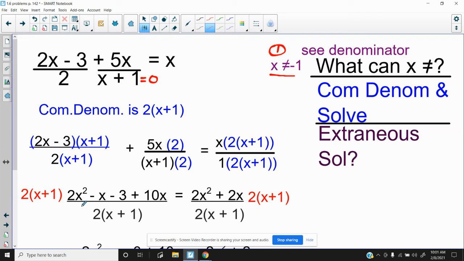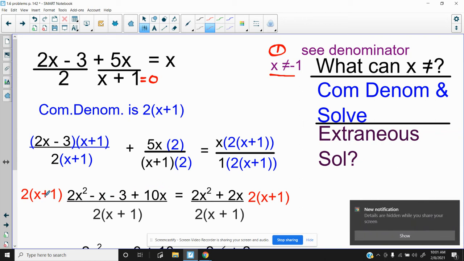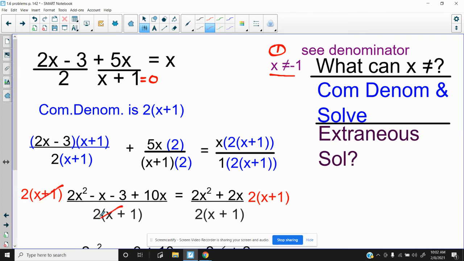Now, I don't like fractions, so we're looking here at just the black equation. I don't want to work with fractions if I don't have to. So I'm going to multiply by 2 times x plus 1. Well, that means this will cancel. And if I multiply on this side by 2 times x plus 1, I need to multiply on this side by 2 times x plus 1. But again, that will cancel.